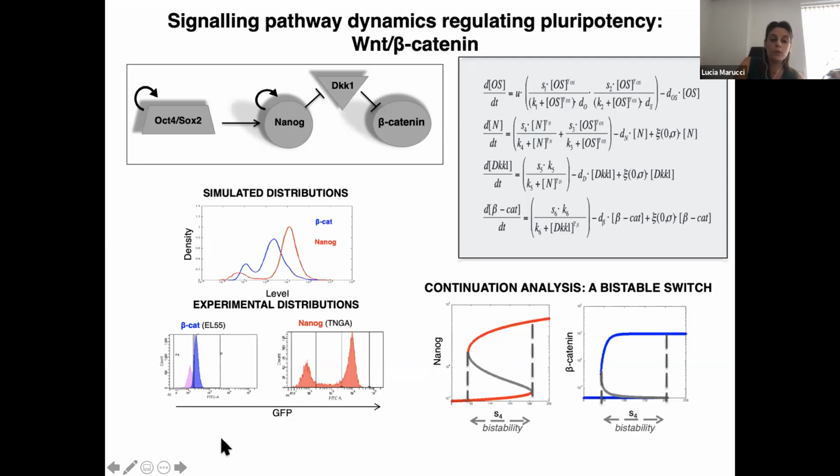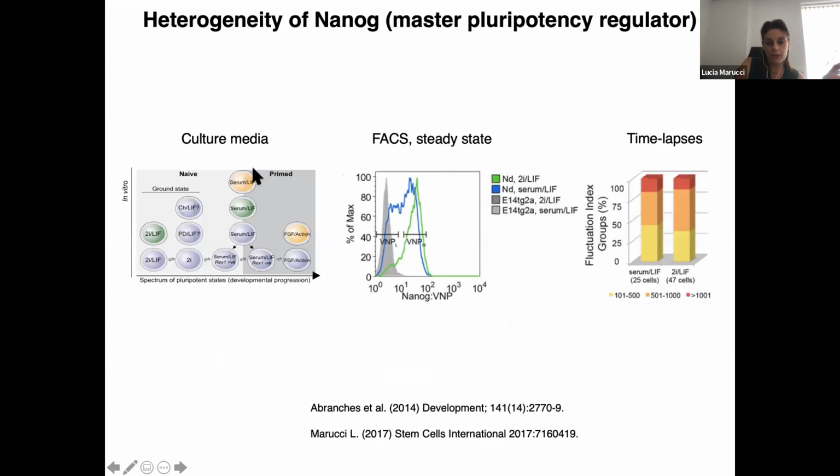Then we wanted to look more broadly at what happens when you shift cells from serum plus LIF media to 2i plus LIF, which is again this media that should keep cells more pluripotent.